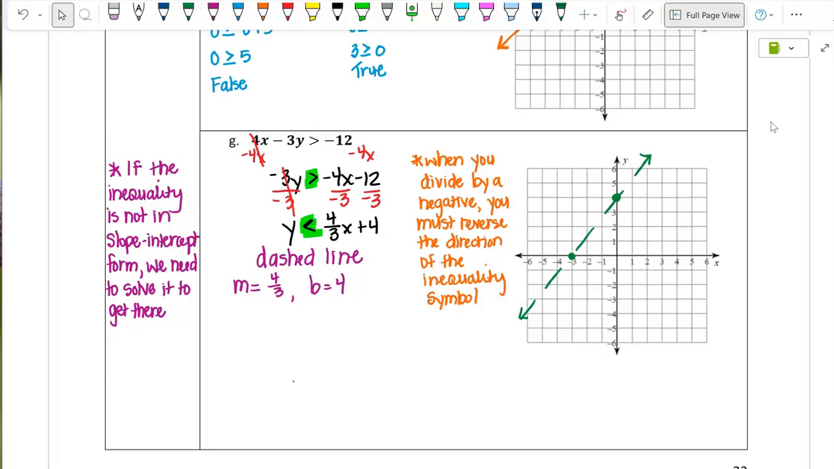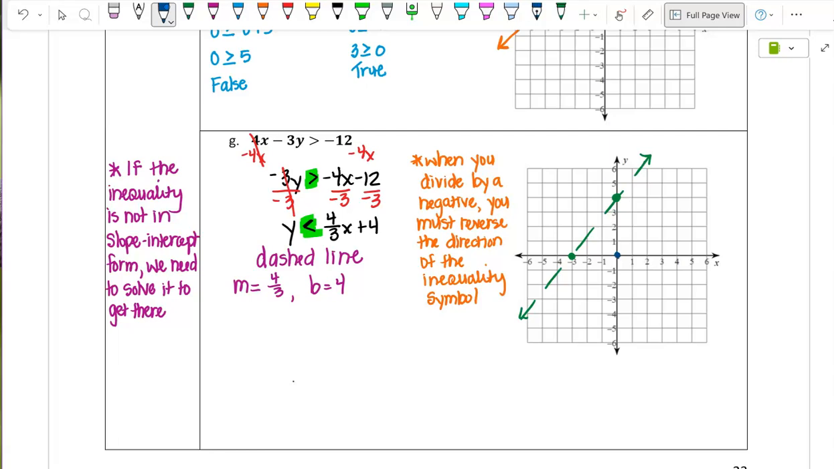First, if it's not in slope-intercept form, we have to solve it to put it in that form where y is by itself, so that we have our slope and our y-intercept. So we solved it, and we got y is less than 4/3 x plus 4. We determined it's going to be a dashed line. The slope was 4/3. The y-intercept was 4. So we've already graphed that. Remembering that if you divide by a negative with an inequality, you do have to reverse the direction of the inequality symbol. So we were just getting ready to pick our points here.